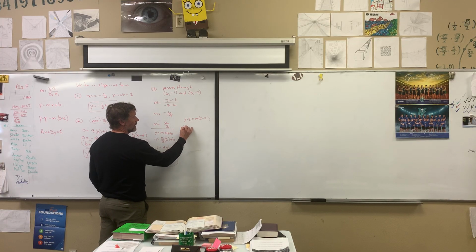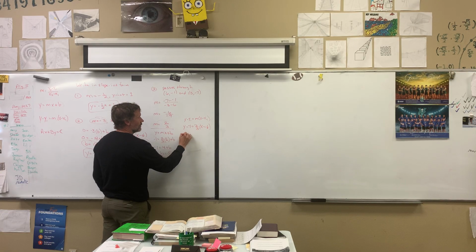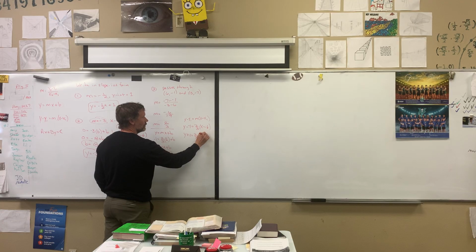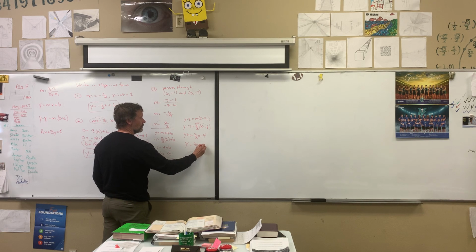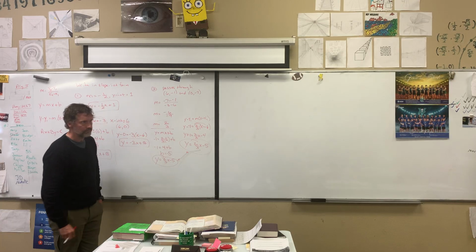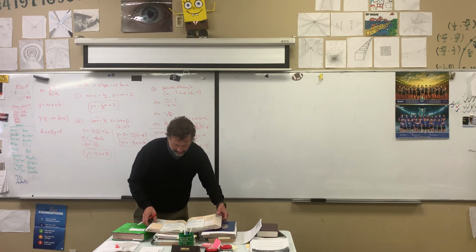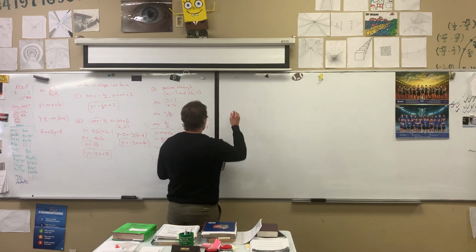So we say y minus a negative 1 is equal to m, which we found out was 2/3, times x minus 6. And so y plus 1 is 2/3 x minus 4, distributing the 2/3 in. Subtract the 1 and we get y equals 2/3 x minus 5. And you should end up getting the same thing. Okay, so that's what we have there. Okay, let's do this one.